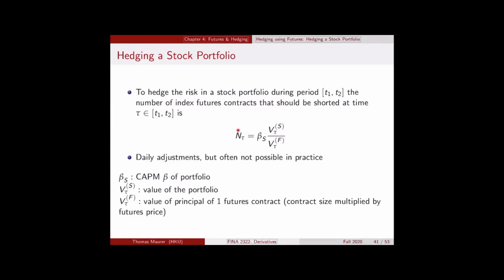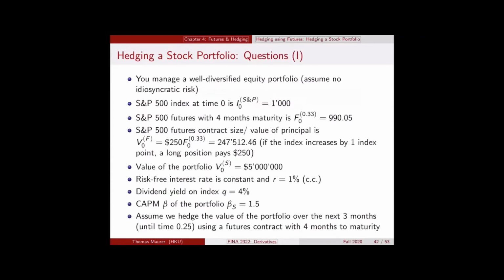you take n number of short positions equal to beta of that asset which you try to hedge, multiplied by the value of your portfolio which you try to hedge, divided by the value of one futures contract written on that market portfolio. So let's jump directly to an example.